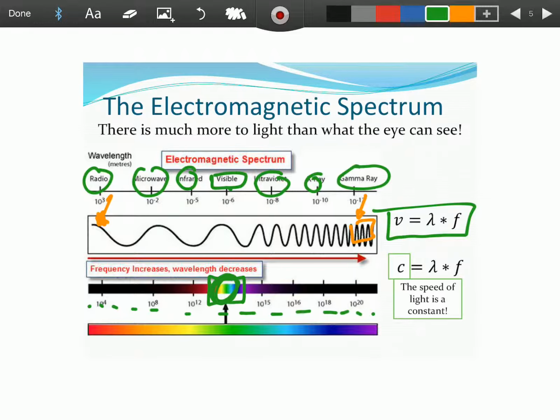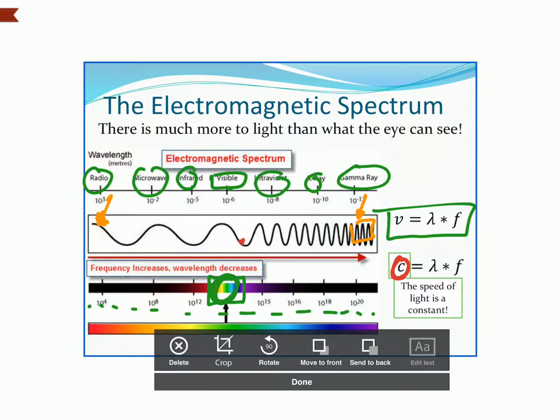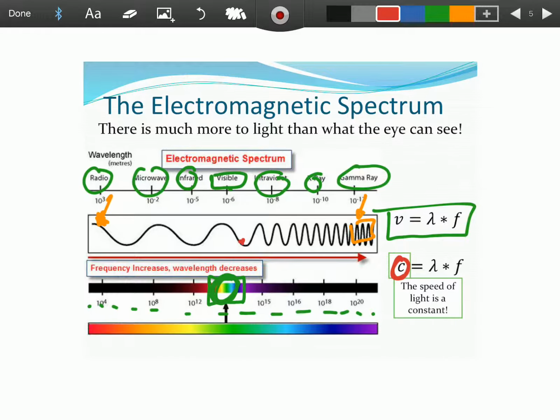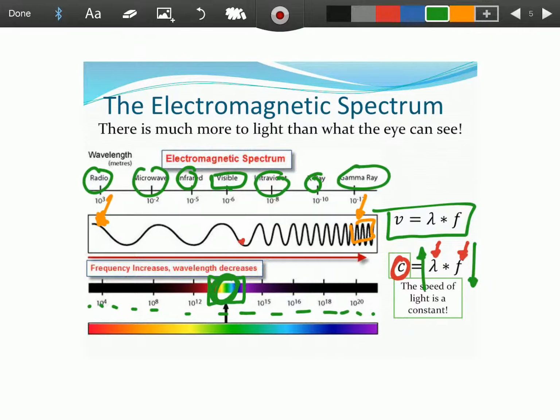And with light, all types of light travel at the exact same speed. It doesn't matter if you're visible. It doesn't matter if you're a gamma ray. All light travels at the exact same speed. And so that's a constant, which means that these two variables here have an inverse relationship. If the wavelength is going to go up, the frequency will decrease proportionally, right? So if you double the wavelength, the frequency is cut in half because the speed has to stay constant.